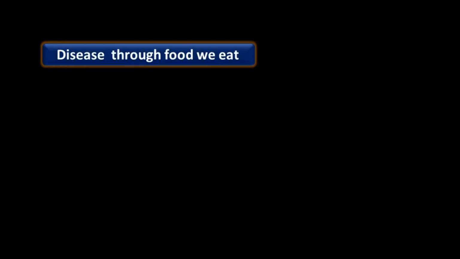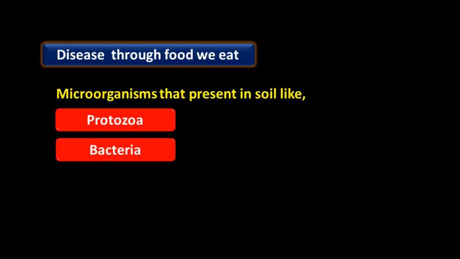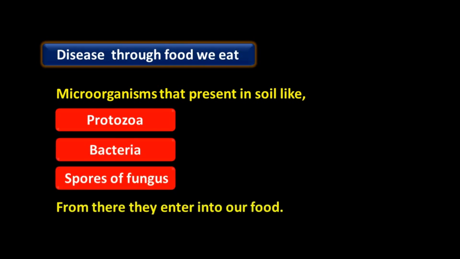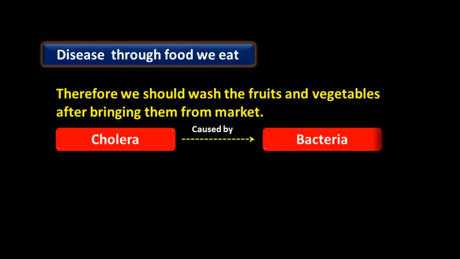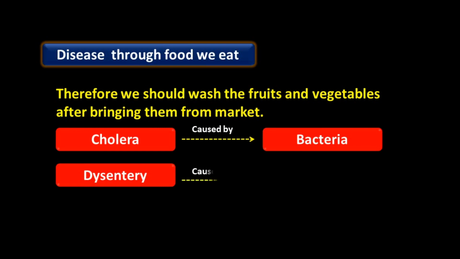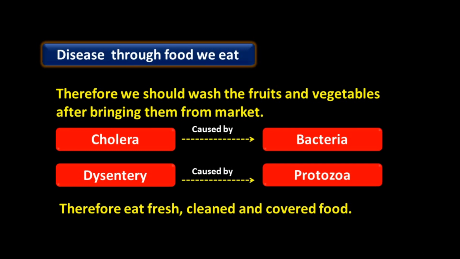Disease spread through food we eat. Microorganisms present in soil like protozoa, bacteria, spores of fungus, this type of disease spreads through contaminated food. Therefore, we should wash the fruits and vegetables after bringing them from the market. Cholera, this disease spreads through bacteria. Dysentery, this disease spreads through protozoa. So these are examples of disease spread through contaminated food. Therefore, eat fresh, clean and covered food.